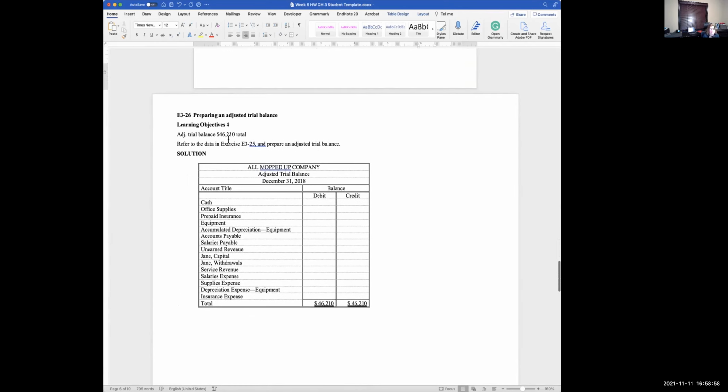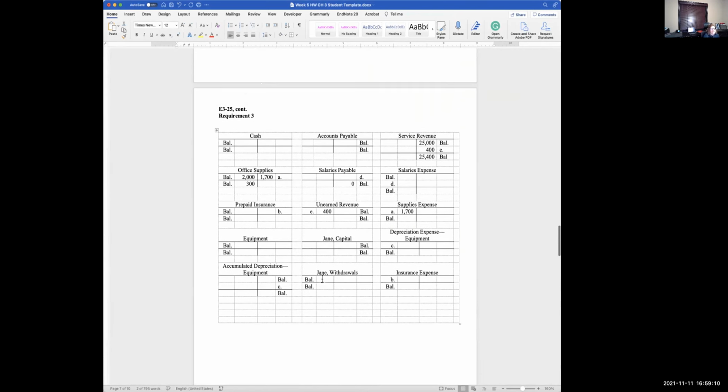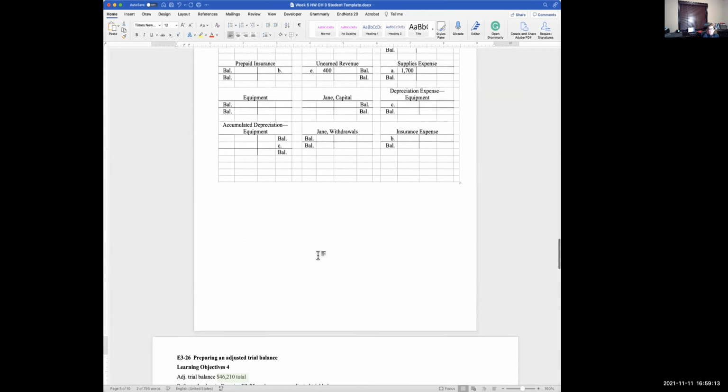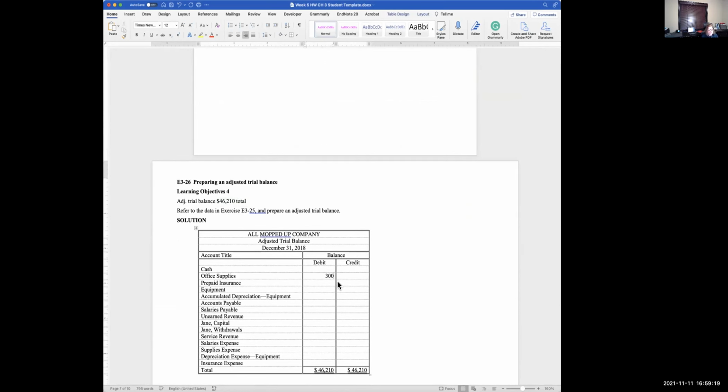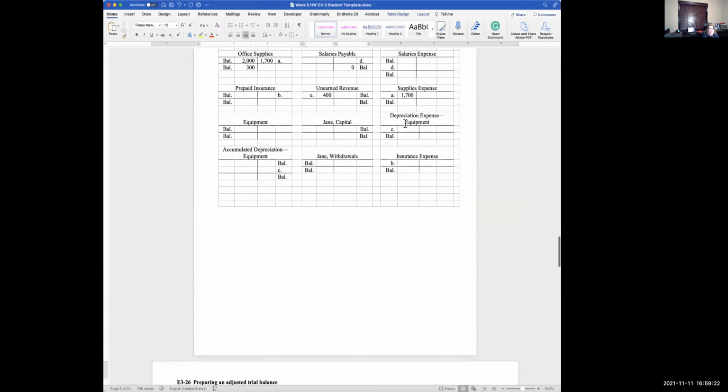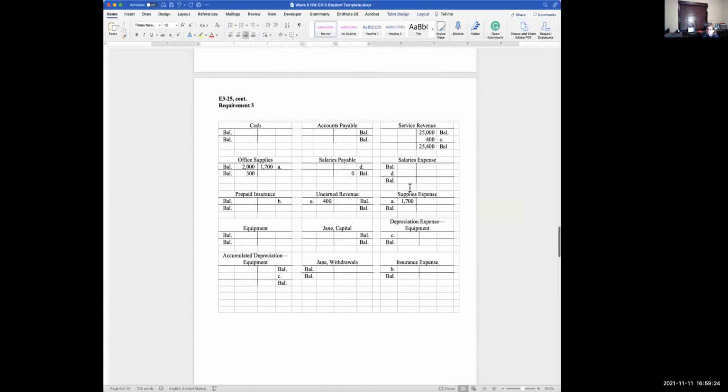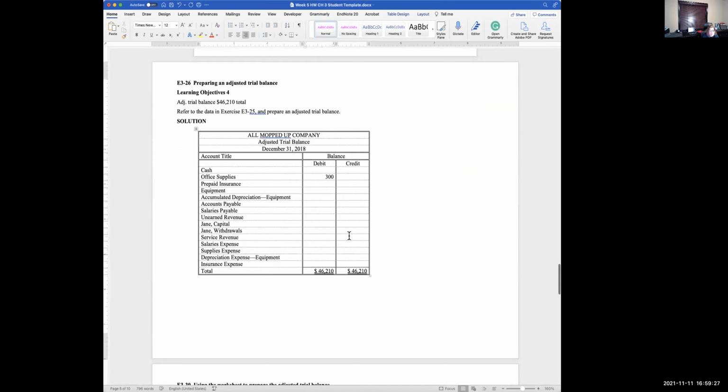And then here, what you're doing, I give you the trial balance total, so that right here, you know that these two balances should equal 4,600. And so we're going back up here, and then basically you're going to take this information and put it in the trial balance. So hopefully when you are done with that, you will see office supplies will be 300 because you're going to take it from here. And then you're going to see that your service revenue should be 25,400, and then you're going to put that here. 25,400. And then hopefully when you add these all up, you will get this total of both of these should be 46,210.